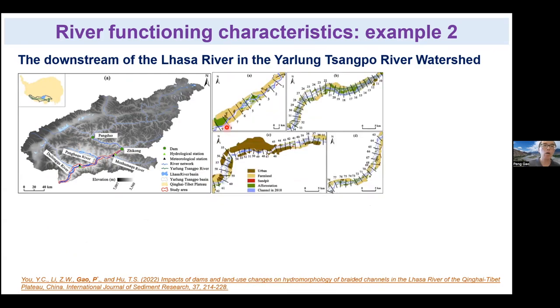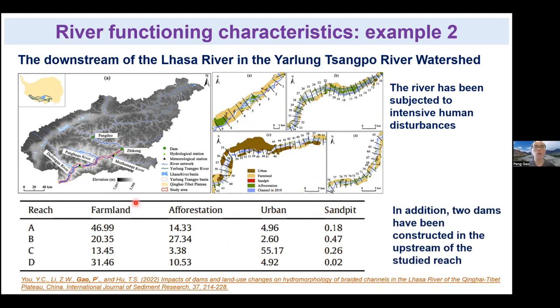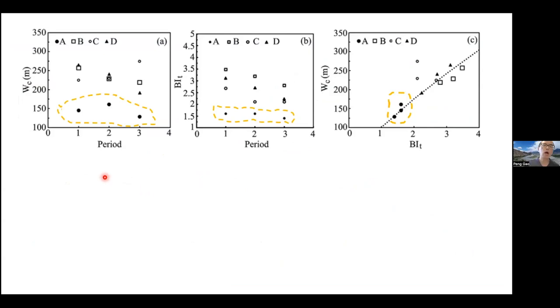before 2006, between 2006 and 2013, and after 2013. We also divided this study area into four reaches based on the dominant human activities. Reach A is the closest to the downstream dam, and reach D is close to the confluence point. This table shows different types of human activities, including farmland, afforestation, urban development, and mining. On top of that is the impact of the two dams constructed upstream. I only want to focus on part of the results, marked by this yellow circle.